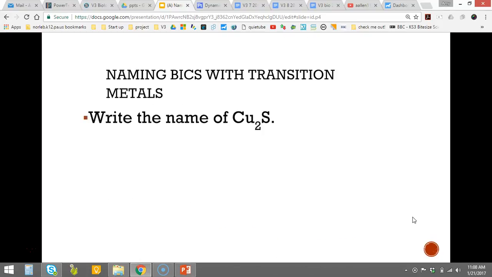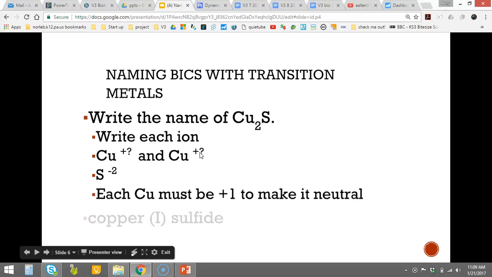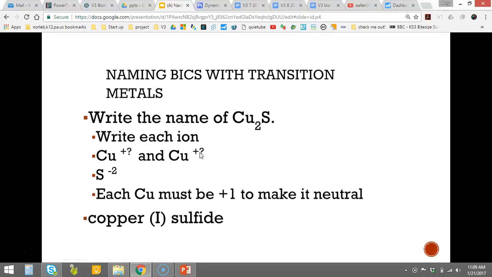Looking at another example, again we're using copper, and this time it's bonded with sulfur. Something to note here, in this compound there are 2 copper ions. So we're going to write each ion giving it a plus something. We're not totally sure what the positive charge will be for each ion, but they will be the same. And then we look at sulfur. Sulfur has a -2 charge. So to balance out the -2, copper needs to have a +2, but since we already have 2 of them, this would get a +1, and this would get a +1. That makes this compound name copper(I) sulfide.